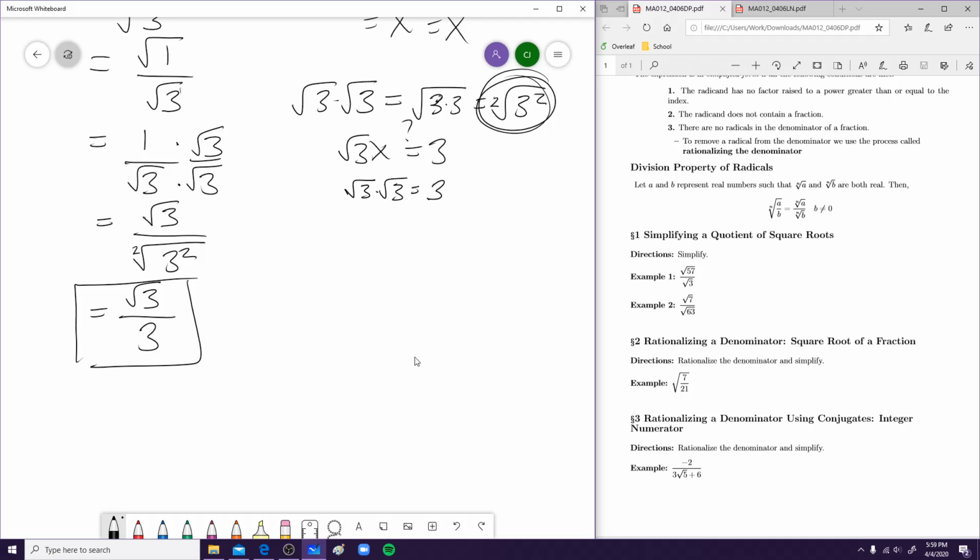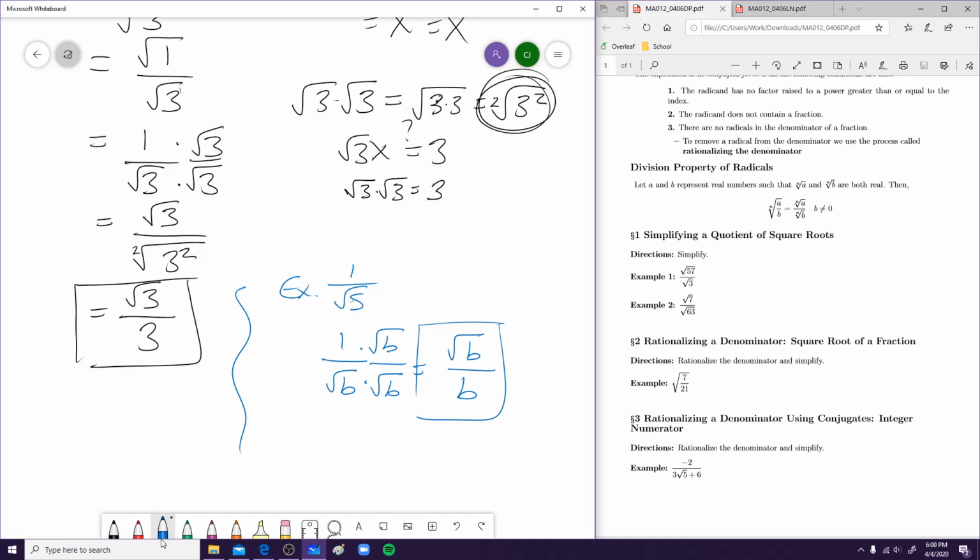A good rule of thumb when you rationalize the denominator with one term, so for example, if I had like 1 over square root of 5, right? Or even just 1 over square root of b. If I multiply this top and bottom by square root of b, this becomes square root of b over b, right? So always multiply it by whatever is in the denominator, and you will always rationalize the denominator that way.